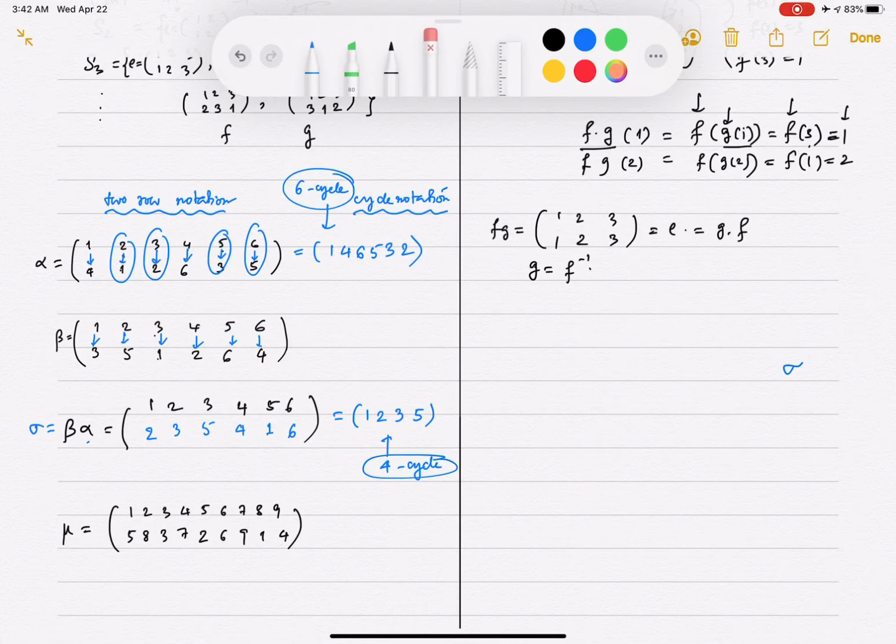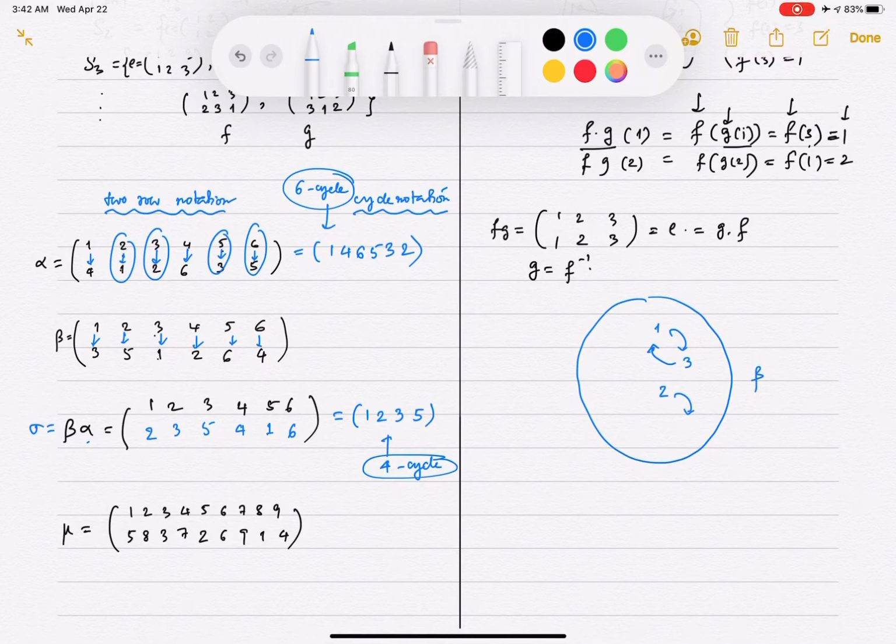If you take this beta, you can see that it's not a cycle. But it's composed of certain cycles, you see. Let's see what beta does if I do it like this. 1 goes to 3, 3 goes back to 1. Okay. And then there is 2, which I haven't figured out yet. So 2 goes to 5.